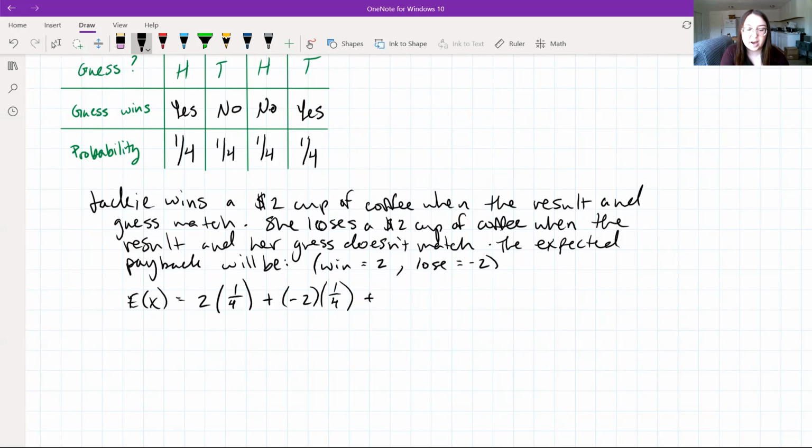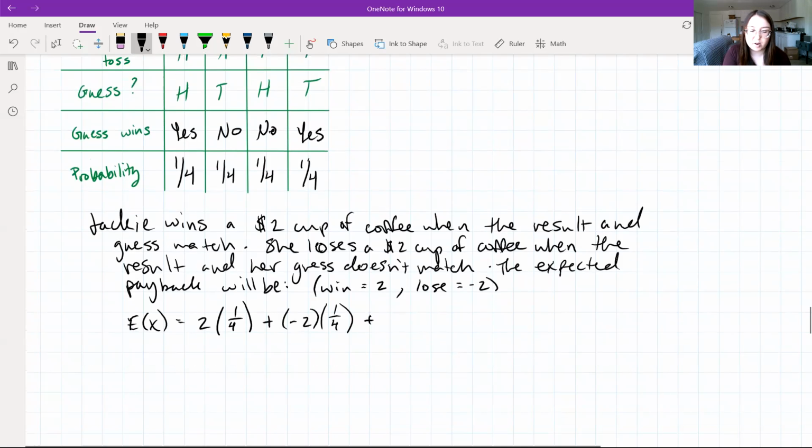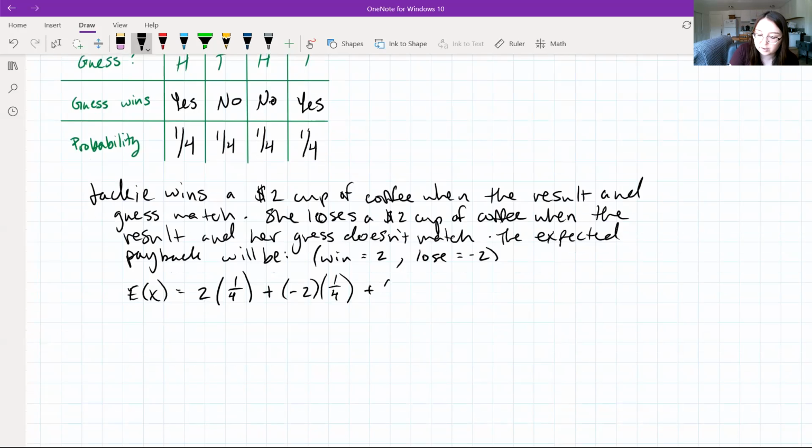Then, on her third try, we saw that she guessed wrong again, so she lost her $2 cup of coffee with the probability of being 1/4. Then on her final try, she did get it right, so she won a $2 cup of coffee with the probability still being 1/4.